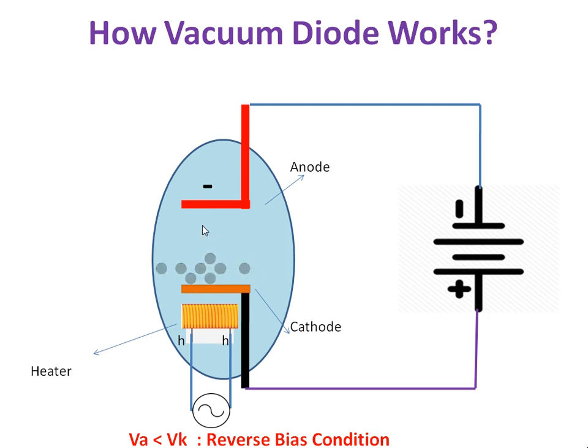So these electrons will not be attracted by the anode. Instead of attraction, there will be a repelling force on the electrons, so they won't reach the anode terminal. This is the reverse bias condition, so there is no electron flow.